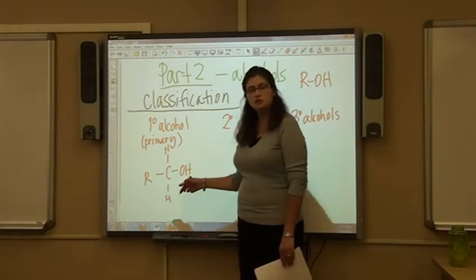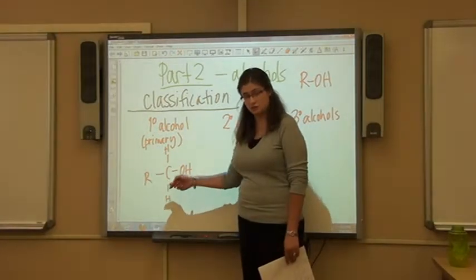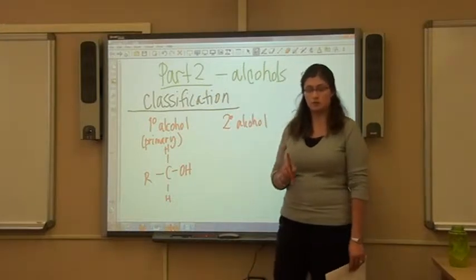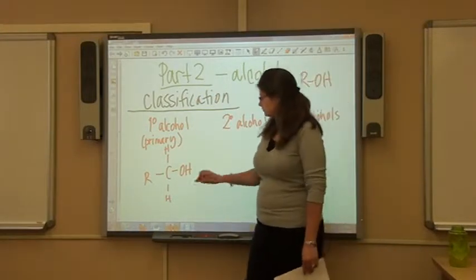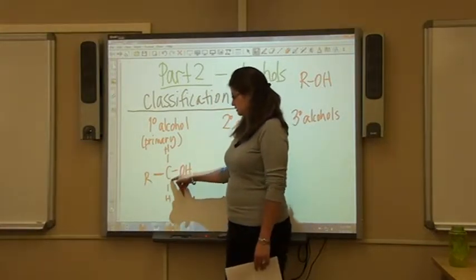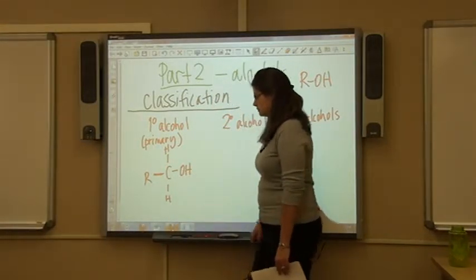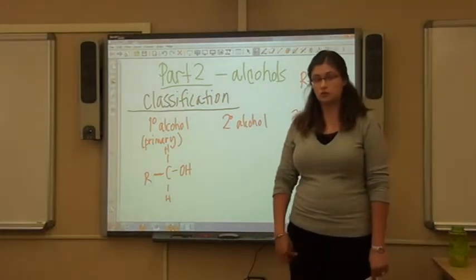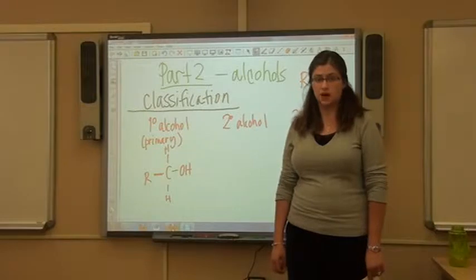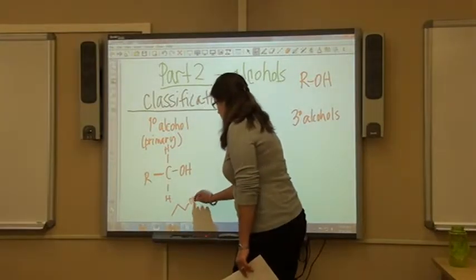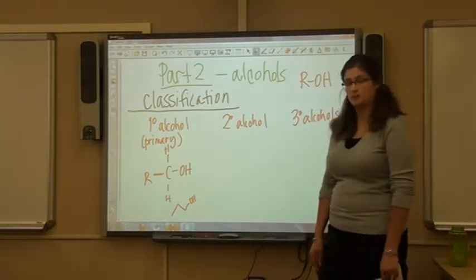Okay, so a primary alcohol, all that means is that the carbon that the alcohol group is connected to has only one carbon bond. This R group here is the only carbon bond that this carbon itself has. So in other words, a primary alcohol means that your alcohol group is at the end of a compound. That would look like that. That's a primary alcohol.